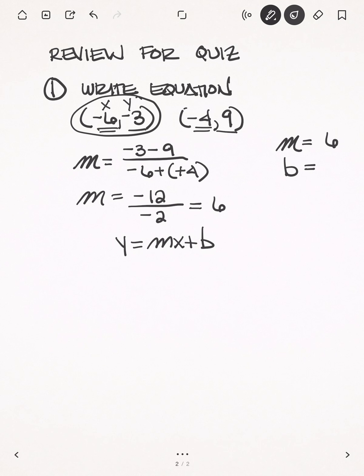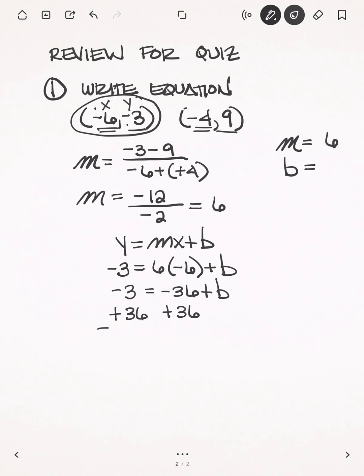Okay, so under y in my formula, I am going to put in -3 equals the slope, which is 6 that I just found, times x. And what is my x in that point? It's -6 plus b. So now all I have to do is solve for b, and I will be ready to write my equation. So I have -3 is equal to -36 plus b. Get b by itself. I'm going to add 36 to both sides. And I get b equals 33.